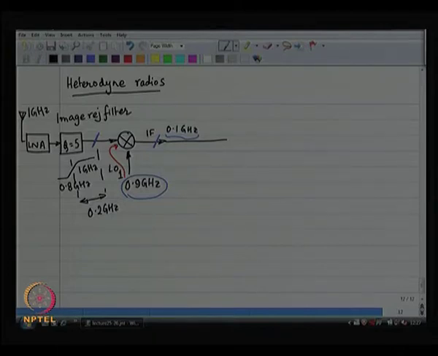So, you put another stage. You put another image reject filter, you put another mixer and you put another LO. Let us say now you choose your LO to be 90 megahertz. Image reject filter to cut out 80 megahertz and allow 100 megahertz.